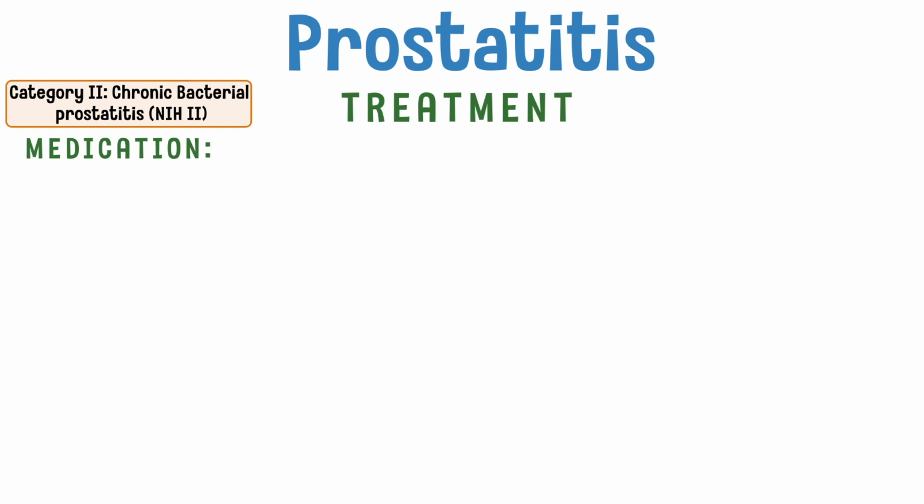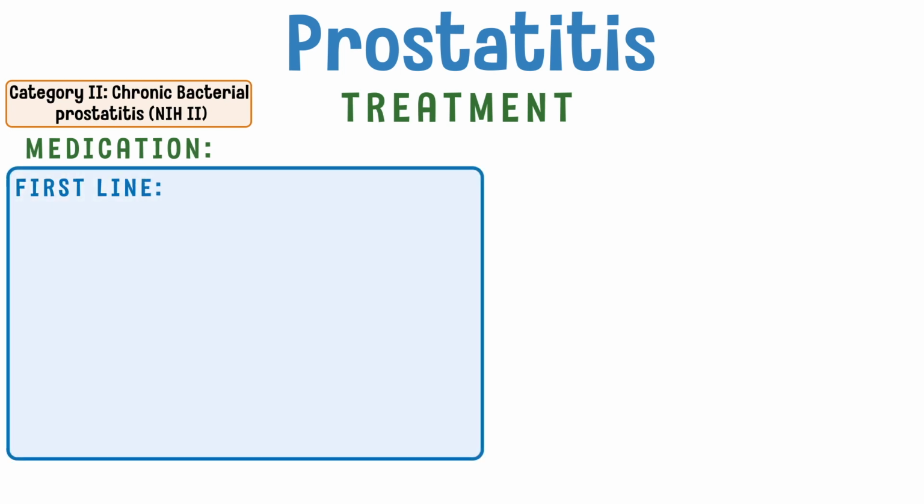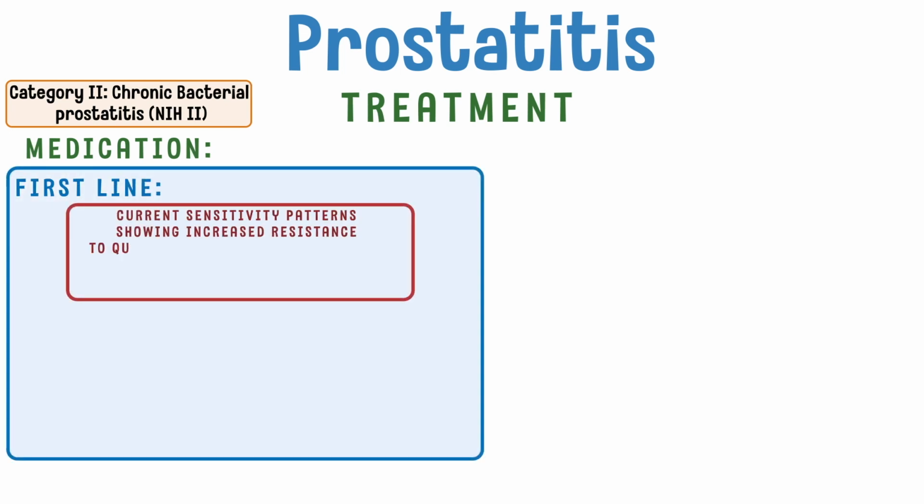In medication, first line looks like this. Current sensitivity patterns are showing increased resistance to quinolones, TMP-SMX, sulfa, and ampicillin. In choosing antibiotic coverage, consider prior culture sensitivity reports and local resistance patterns based on your hospital antibiograms. But fluoroquinolones are still preferred, and there is no difference in bacterial eradication between levofloxacin and ciprofloxacin.